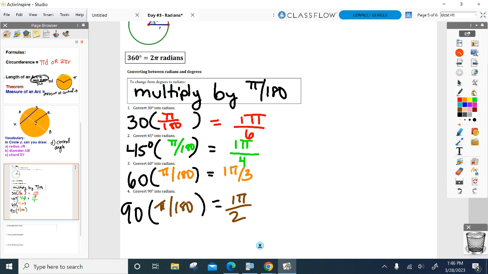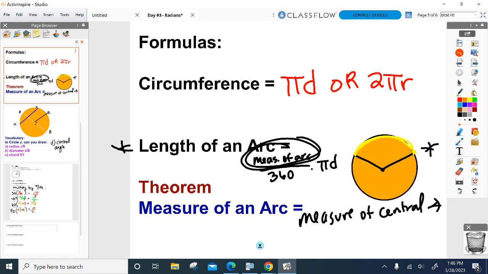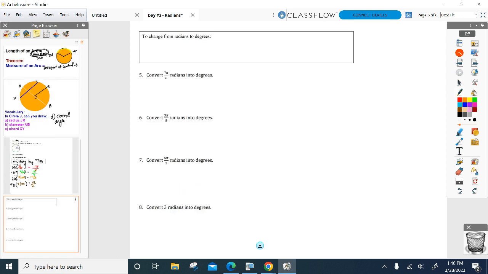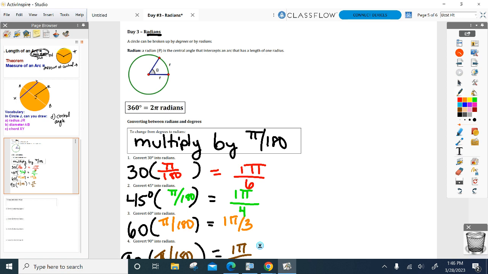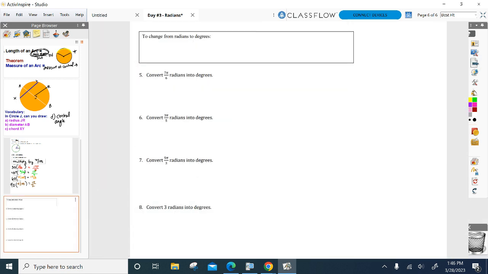All right, we got to go backwards. What if I give you a radian and let's turn it back into degrees so I can use this formula now? I know an angle's in radians, but darn it, I can't find the length of an arc unless it's in degrees. Sorry, I just gypped you guys there. Here you go. Go back to your formula sheet.